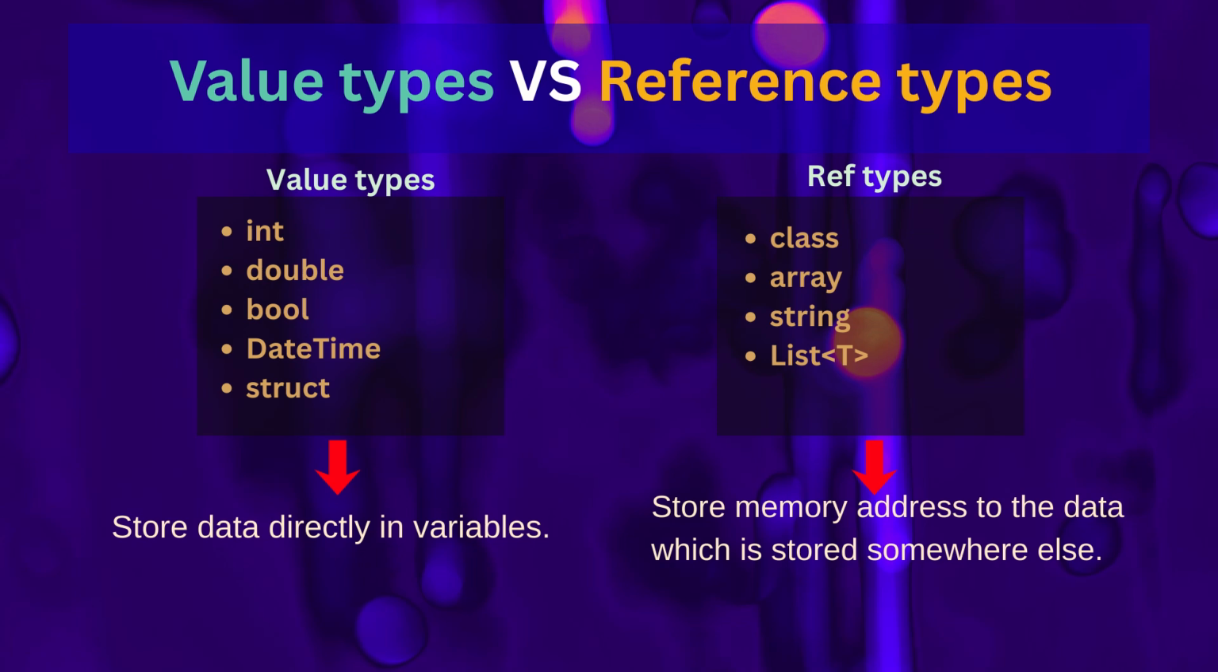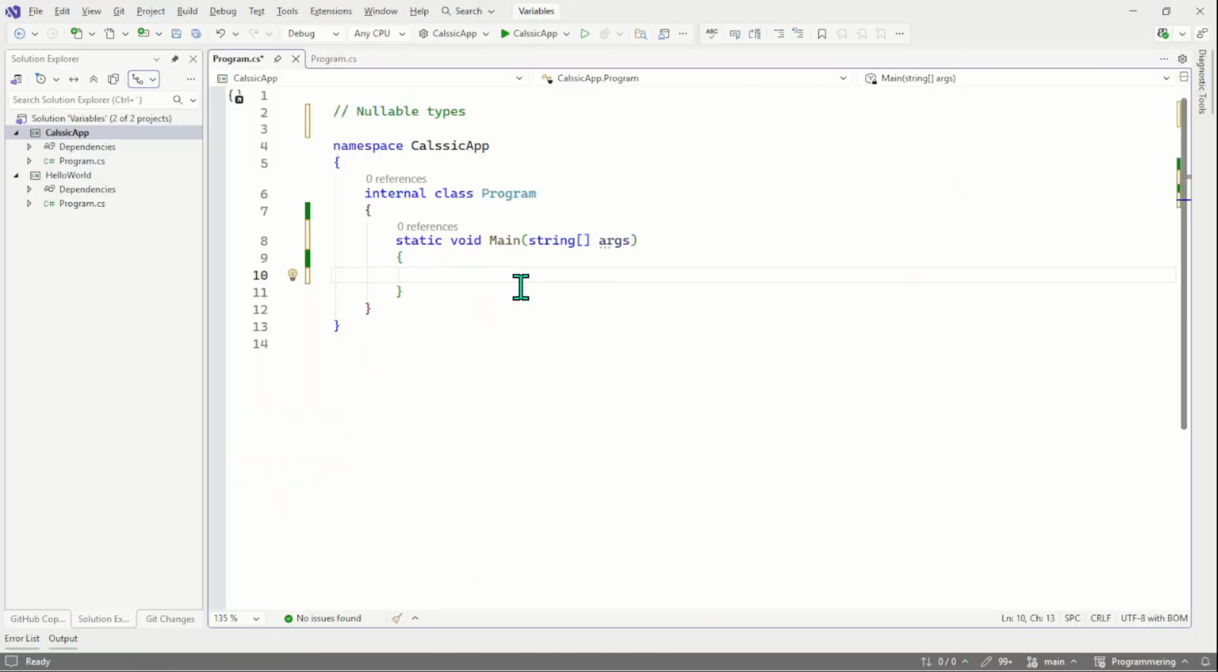We also know the reason why the types are divided into two categories. I am not going into the detail. We have already discussed that previously. Having that background in mind, we can grasp nullable types easily.